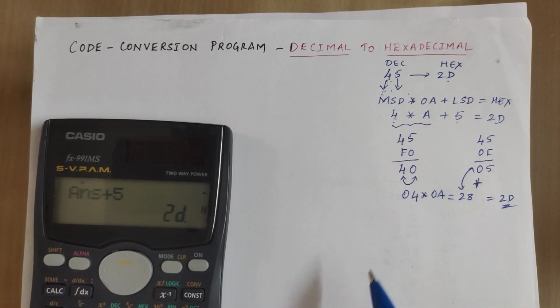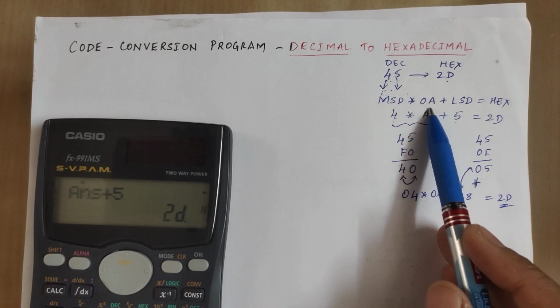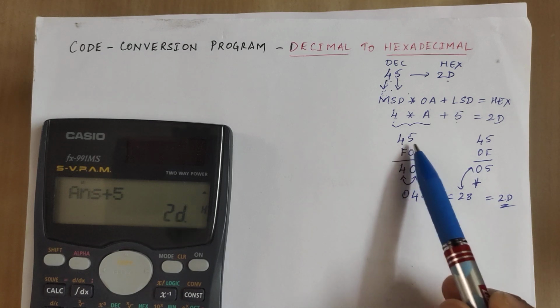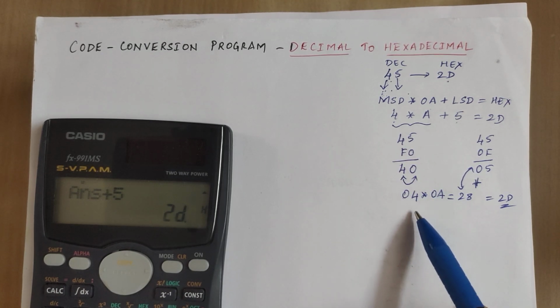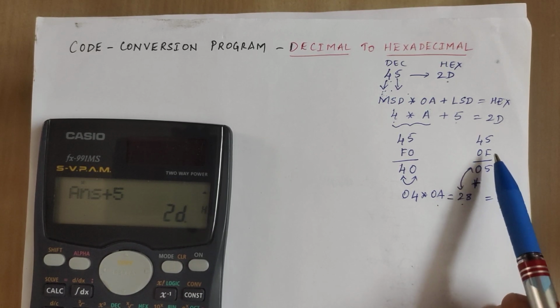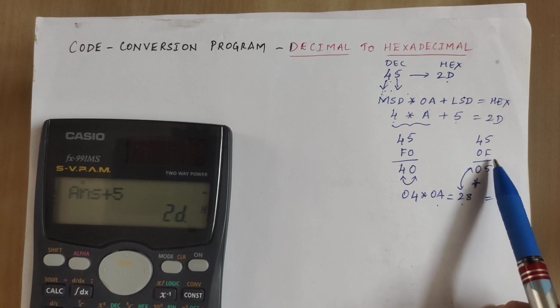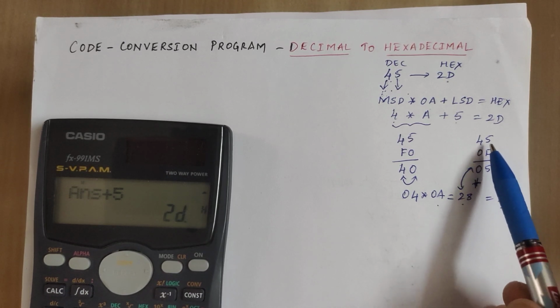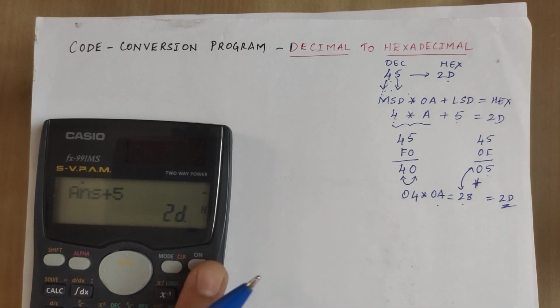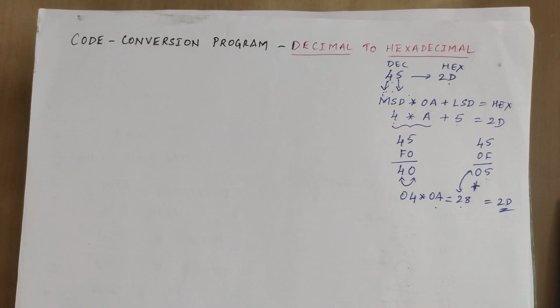So the logic is quite simple. Take the MS digit, multiply it with A, add the LS digit to it. How do you take the MS digit? AND it with F0 and then swap, and then multiply it with 0A and you get the answer. The answer has to be directly added with the LS digit, that is the least significant digit, which is obtained by ANDing with 0F, and there is no swap needed here. So let us see the program. Hope you understood the logic.